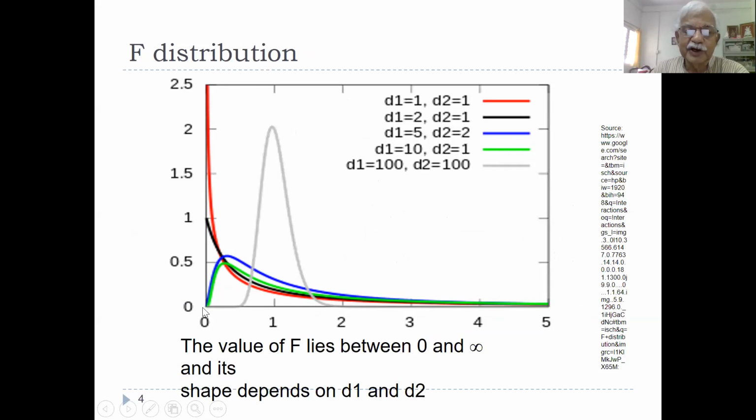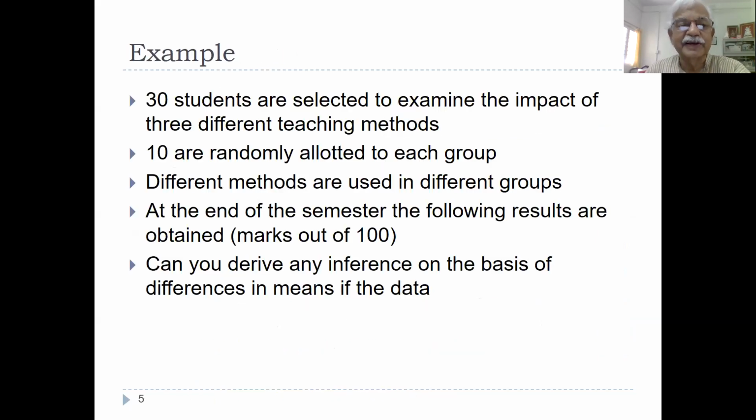The minimum point on the graph is 0 and the maximum can be infinity. For different degrees of freedom, this F distribution takes different shapes. Actually, F is a family of distributions. The formula which I showed you in the earlier slide refers to a family of distributions. To arrive at a specific distribution which you must use in your practical application, you need to specify the degrees of freedom.